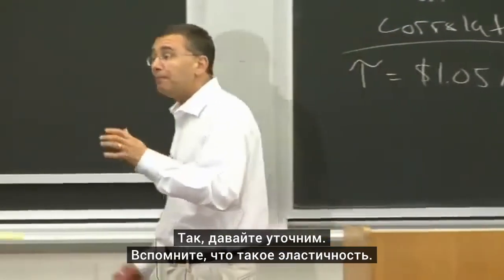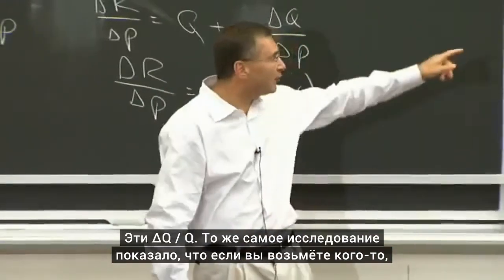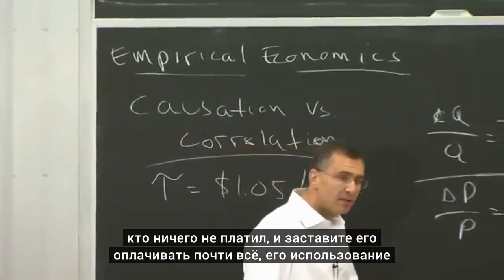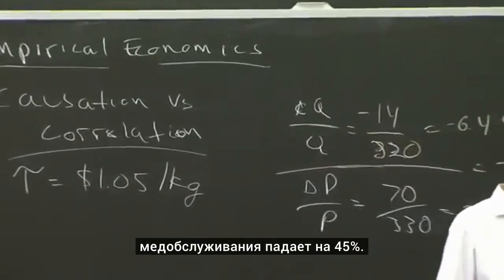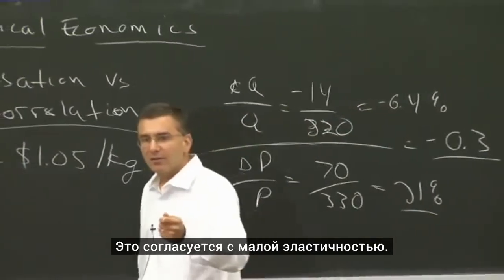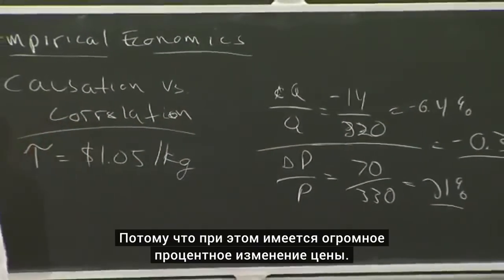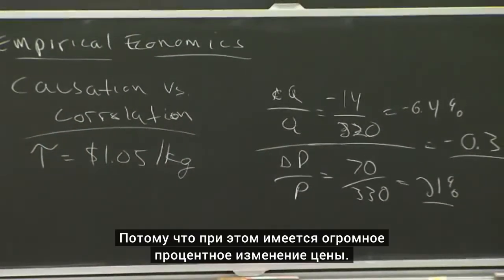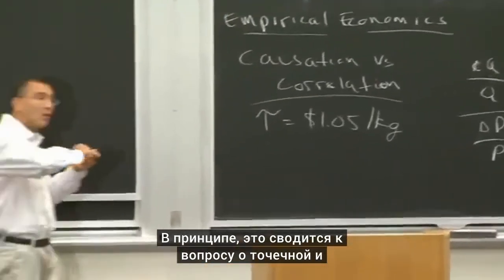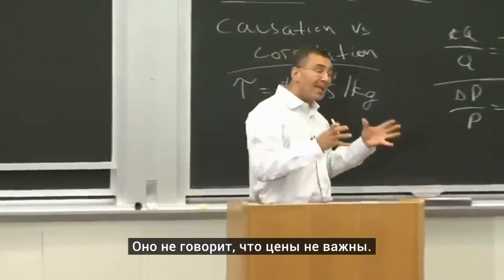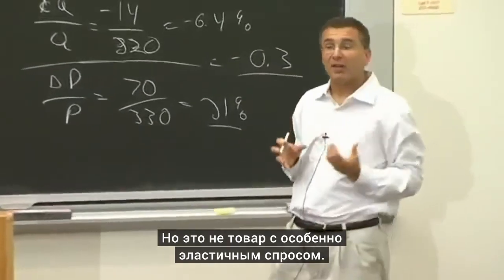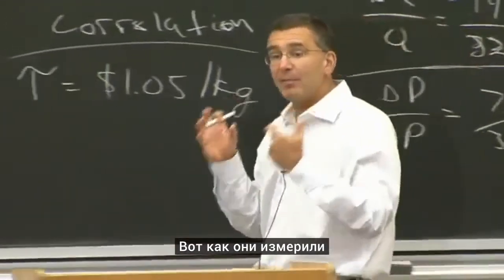Okay? Now, let's be clear. Remember what elasticity is, that's delta Q over Q. The same study showed that if you take someone who paid nothing and make them pay almost everything, their utilization of medical care falls by 45%. That's consistent with that small elasticity because that's a huge percent delta P. Okay? So basically, that comes to the question about local versus global elasticities. So it's not saying the prices don't matter, but it's not a very, very elastically demanded good. So that's how they measure that price elasticity of demand.